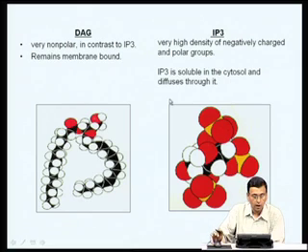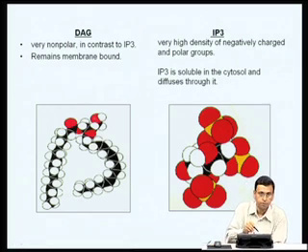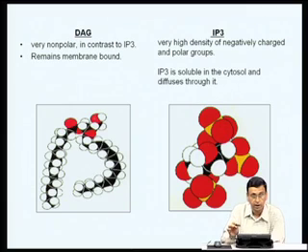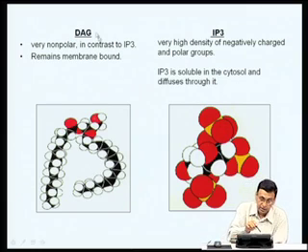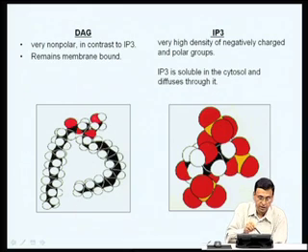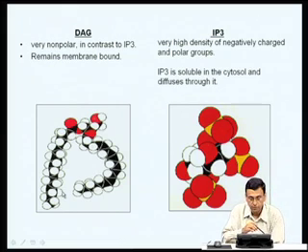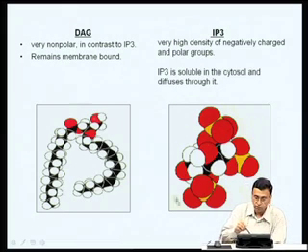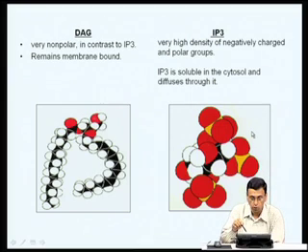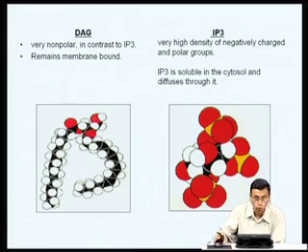The diacylglycerol is a very nonpolar molecule in contrast to IP3, which is a hydrophilic molecule. The DAG therefore remains membrane bound. You can see the red actually indicates the polar groups. It is largely hydrophobic, and therefore it remains associated with the hydrophobic membranes, whereas the IP3 contains a lot of charged surfaces, a number of polar groups, and therefore it remains soluble in the cytoplasm, and it can easily diffuse through the cytosol.